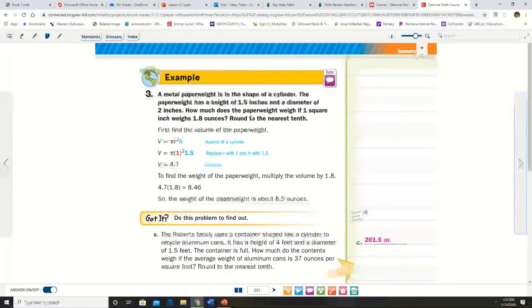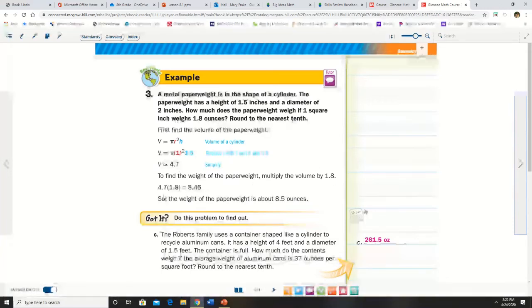Now, the goal of this question is to find how much the paperweight is going to weigh if 1 square inch weighs 1.8 ounces. We know that this paperweight is about 4.7. So from there we need to take 4.7 and we're going to multiply it by 1.8. So we're going to take our calculators out. We're going to type in 4.7 times 1.8. Therefore, we're going to get about 8.46.